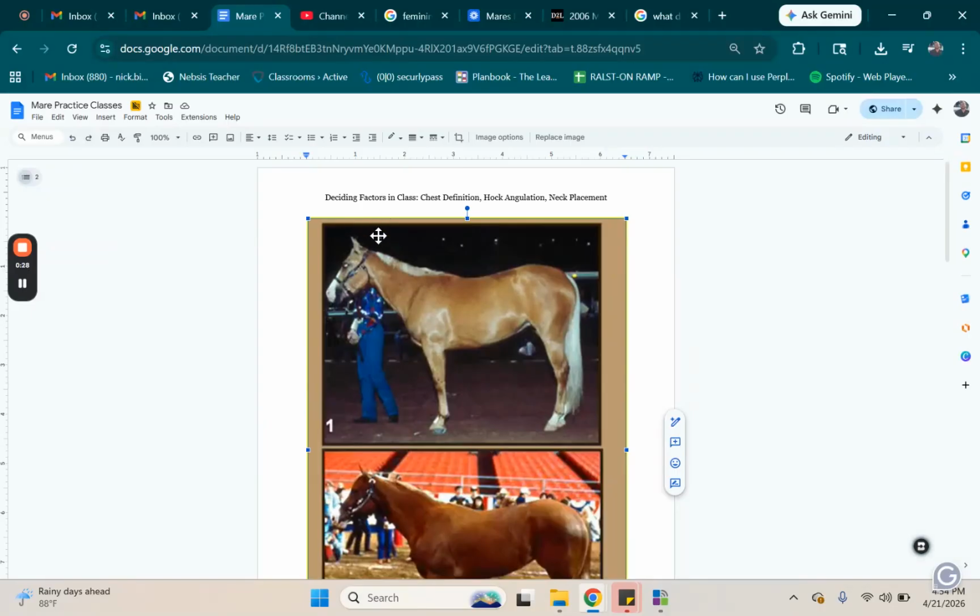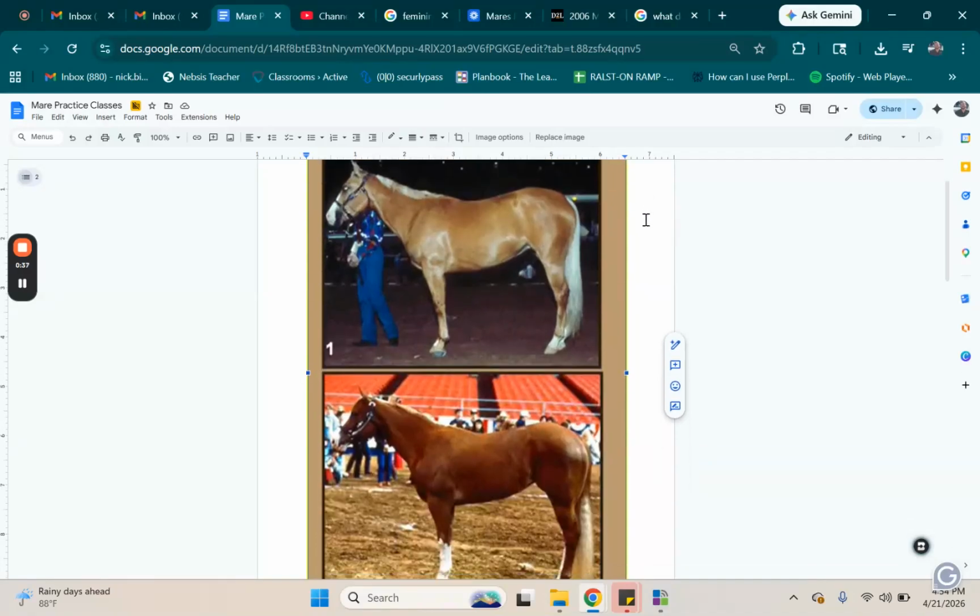Next, after we tally up who wins in those races, we will look at chest definition and size, as well as hock angulation and the neck placement. The idea here is as you're building more vocab and more things to look at within these horses, it's giving you more ammunition to either compliment these horses or criticize them.